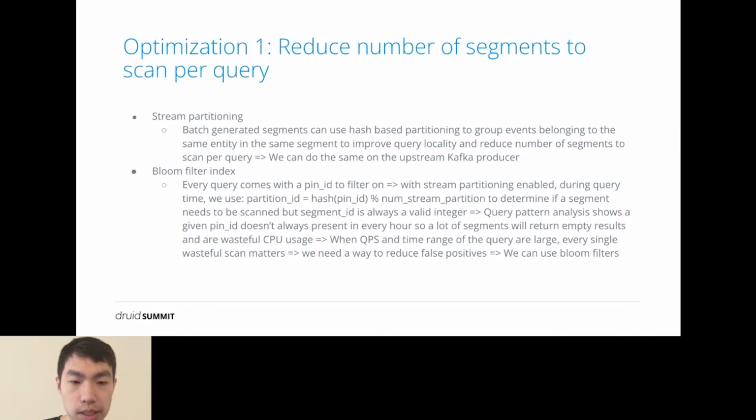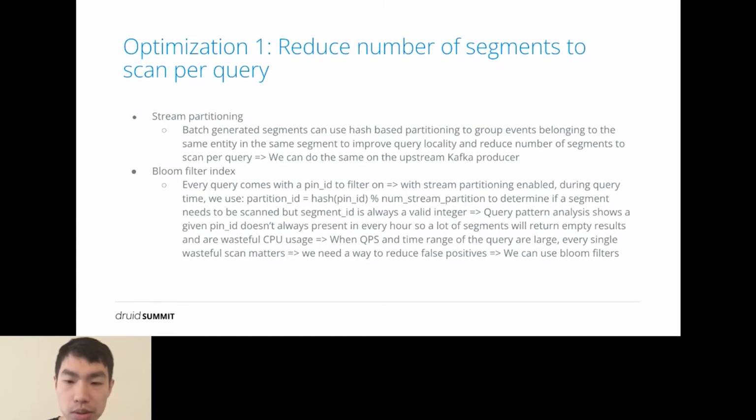Every query comes with a ping ID to filter on for our use case. With string partitioning enabled above, during query time, we hash the ping ID modulo the number of string partitions to determine if a segment needs to be scanned. But the resulting partition ID is always a valid integer. That means at least one segment will need to be scanned for that particular time bucket for every query. But query pattern analysis shows that a given ping ID doesn't necessarily appear in every time bucket. So a lot of segments will return empty results. If you have a query for, say, 3 days, maybe only 1 or 2 hours of segments have data for that particular ping ID.